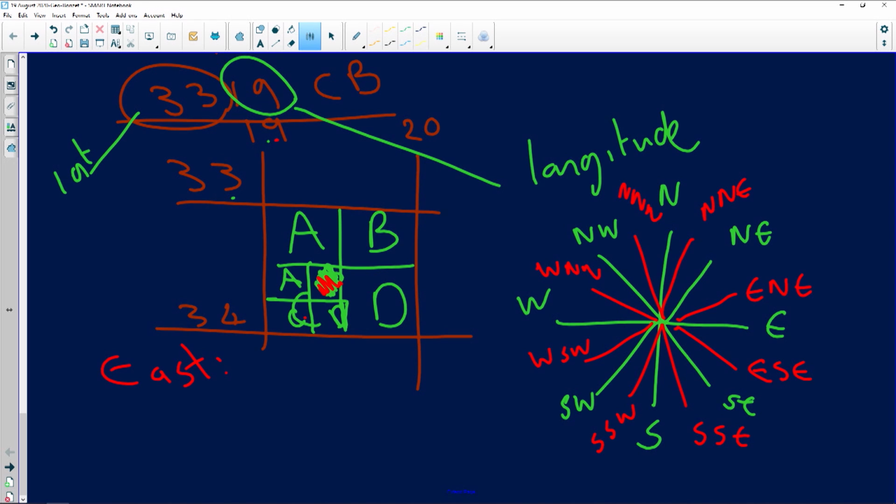Now remember, if I can draw my 16 cardinal points over there, there's north, there's east, there's south, there's west. So what will be the map code directly east of Worcester? It will still be 33 degrees, 19 longitude, big block D, small block A. Okay, so that will be the map code directly east of Worcester.